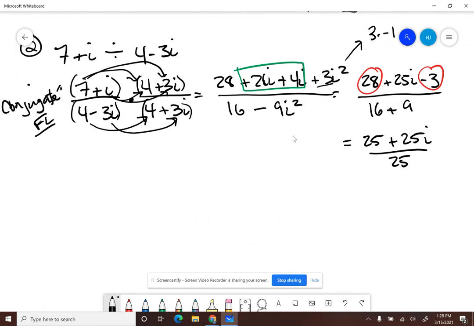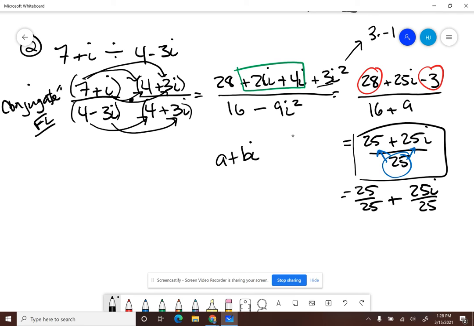Interesting. So what I want you to think about is, remember, our standard form of a complex number is a plus bi, right? This one right now doesn't really look like that, but I want you to realize that this 25 actually applies to both of these numbers, okay? So I could just as easily rewrite this as 25 over 25 plus 25i over 25, okay? I just took this big fraction right here and I made it into something that looks more like the complex form that I should have.